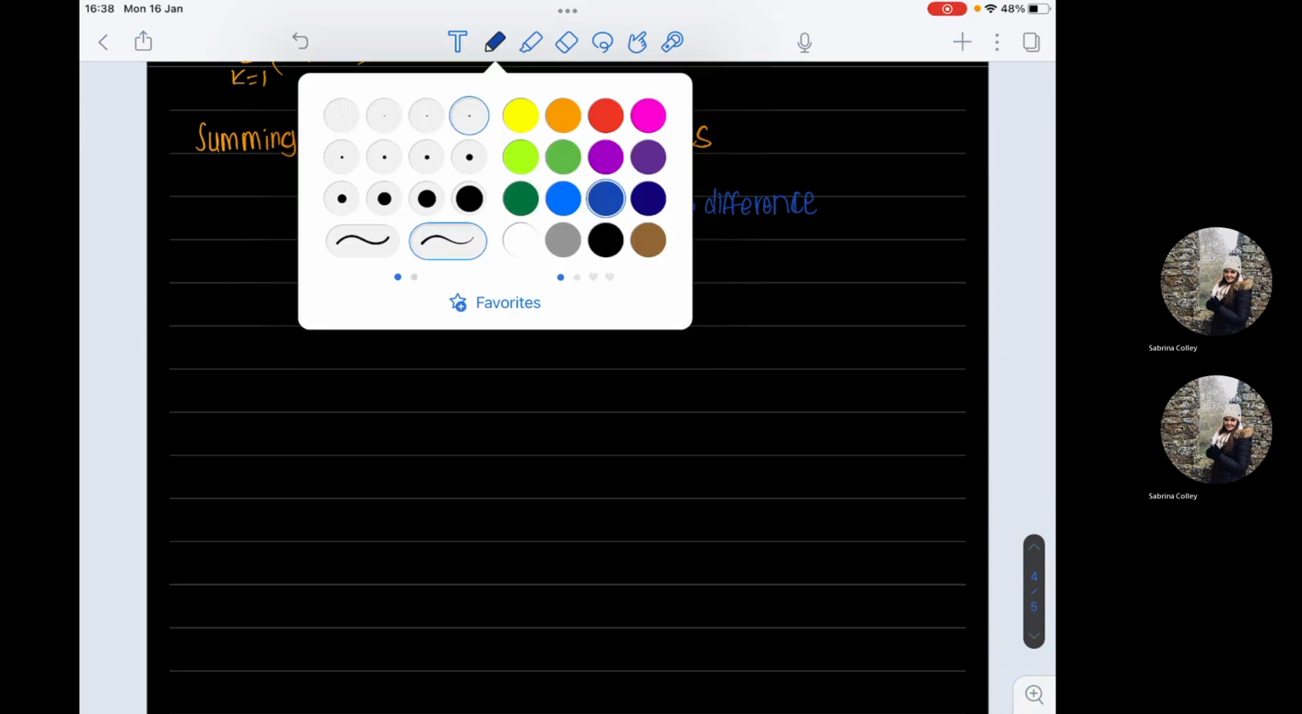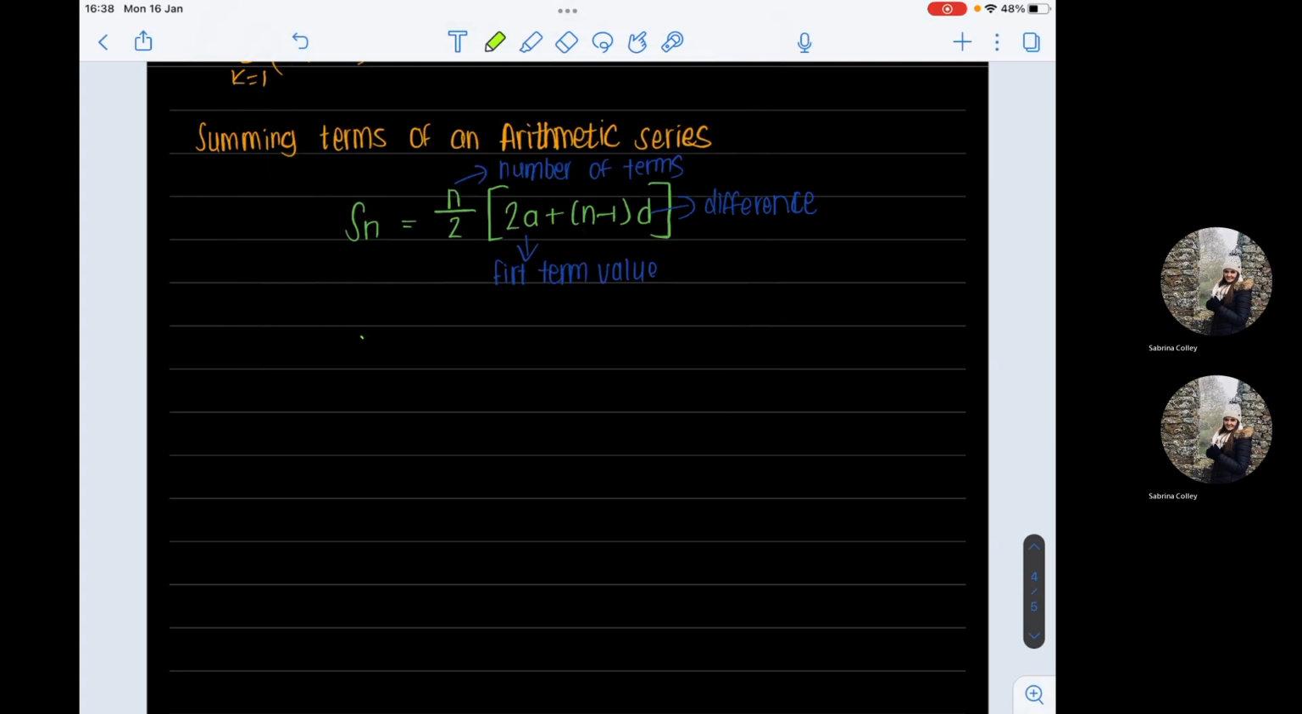Another helpful formula to know is this: if we only get the first and last term, we can use this formula. That would be n over 2, then you take the first plus your last, and you would get the answer. We're going to use both of these in a number of examples, so you can get the hang of it.